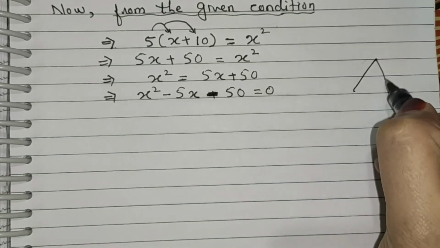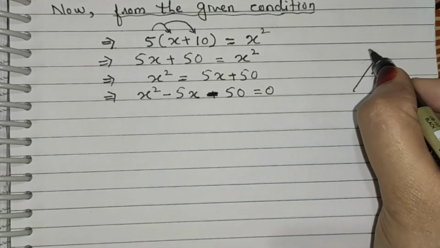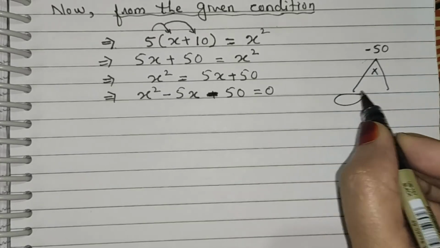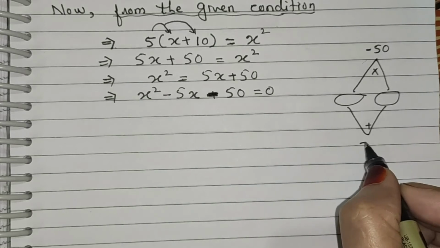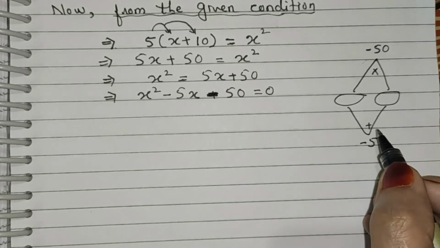Now in this equation, product is 1 into minus 50. Therefore we get minus 50. And sum is coefficient of middle term, which is equal to minus 5.